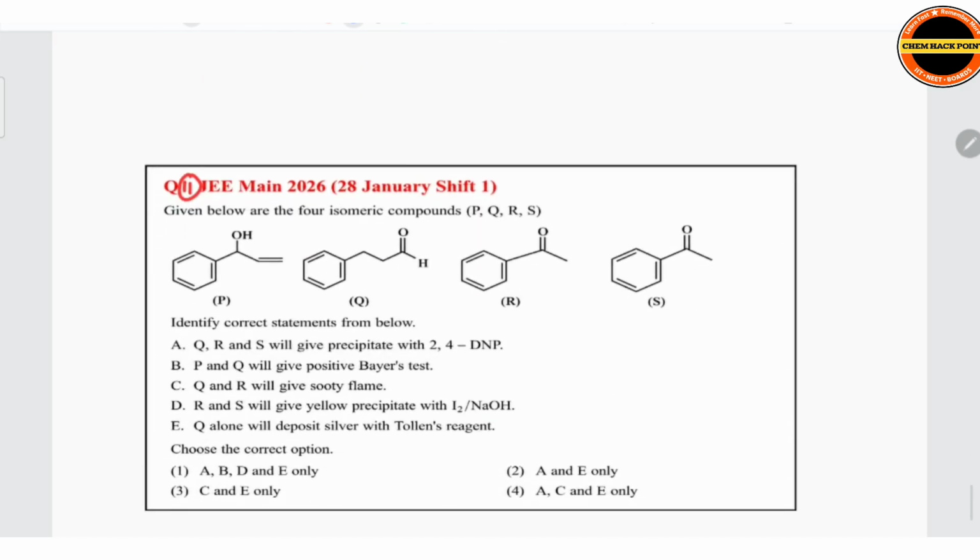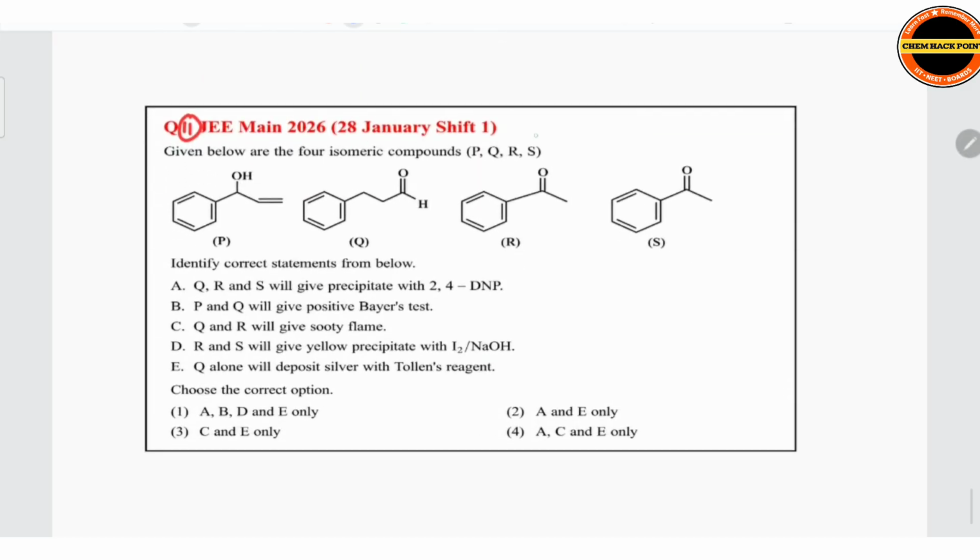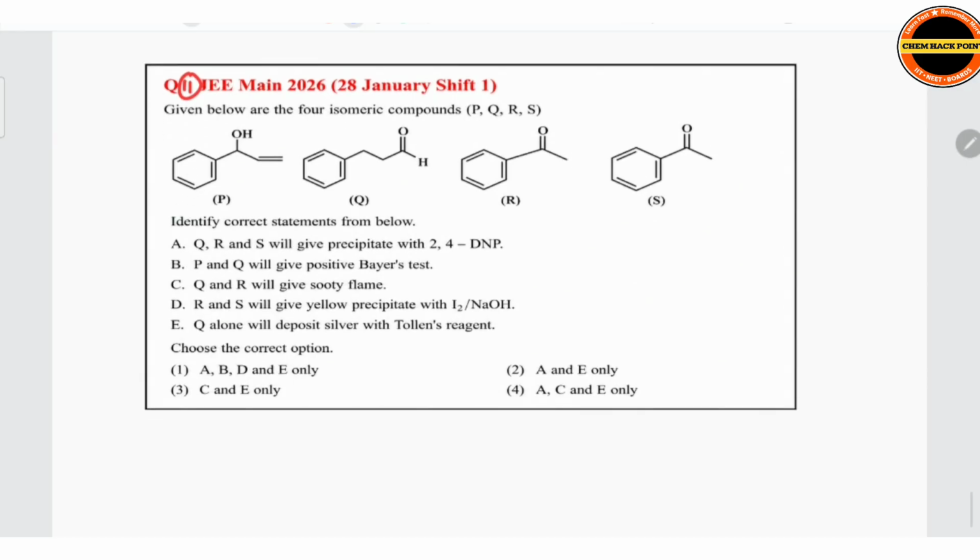Next, JEE Mains 2026, 28 January, shift 1. Here again, given options, identify the correct statements from below. Q, R and S will precipitate with 2,4-DNP. First of all, the 2,4-DNP test is given by aldehydes and ketones. Aldehydes and ketones will give this particular test. So Q, R, S will precipitate with 2,4-DNP. Q is an aldehyde, R is a ketone, S is also a ketone.